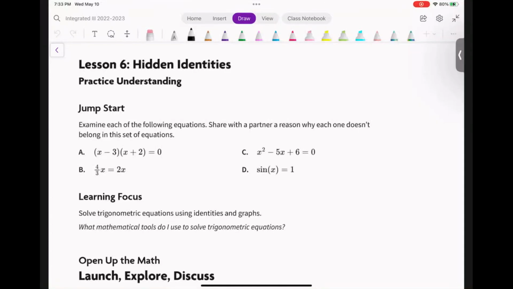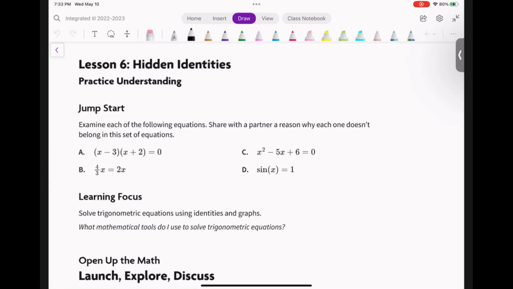Okay, so today we're going to be going over lesson 7.6, which is called Hidden Identities, and it's a practice understanding. So whenever we get to these practice ones, that means that you've learned enough, so now you're in practice mode, okay? We've built your understanding to a point where now you can apply that understanding.